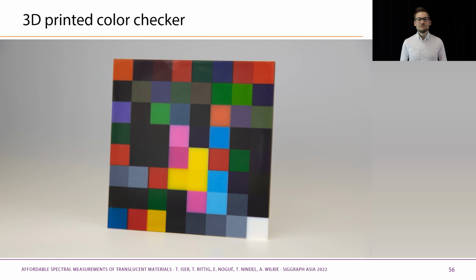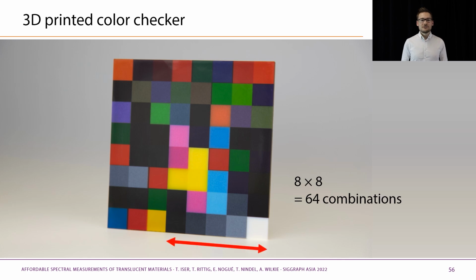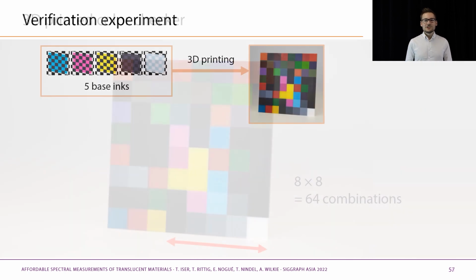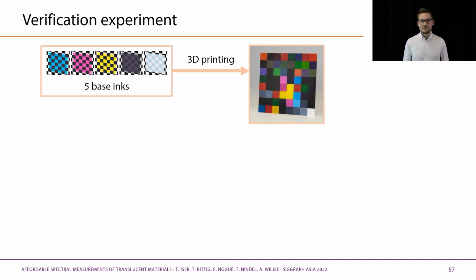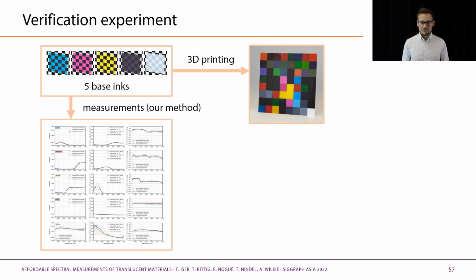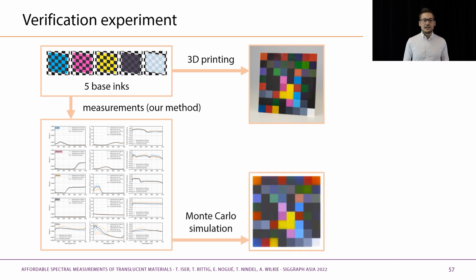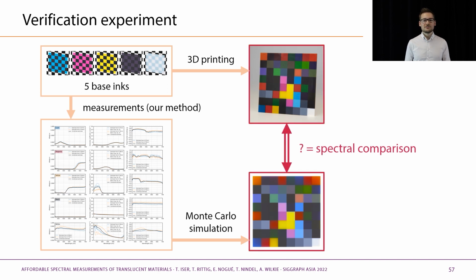We decided to 3D print a color checker containing 64 combinations of base inks. For example, in the bottom right corner, we can see a gradient of varying black and white ink ratios. The color checker was printed using the same inks that we have measured using our method. Assuming the optical properties are correct, we simulated how the color checker would look like. We then compared the spectra of the virtual color checker to the real physical one.